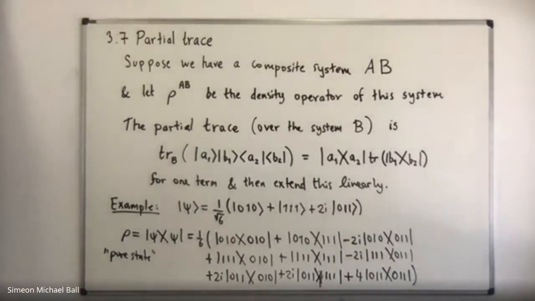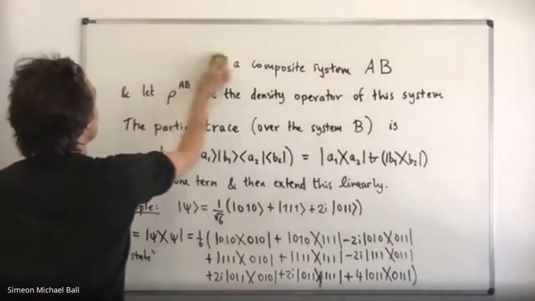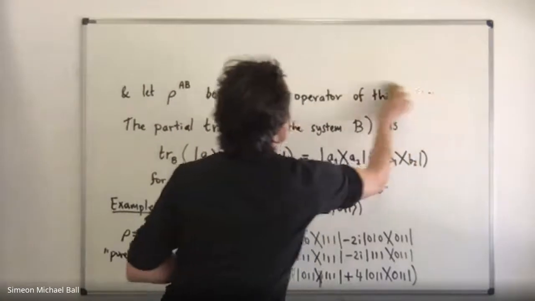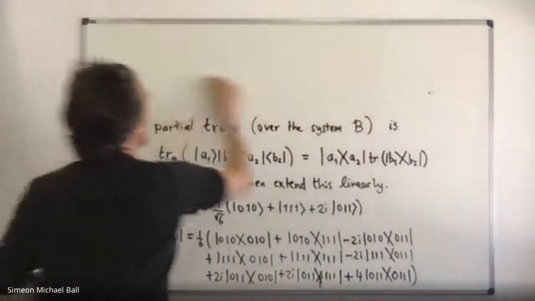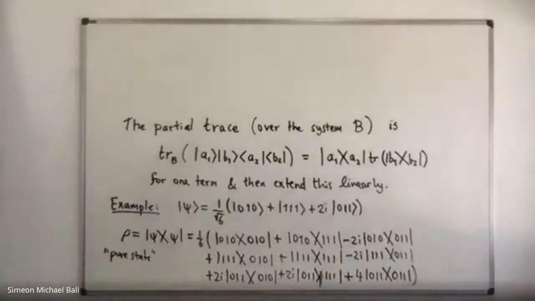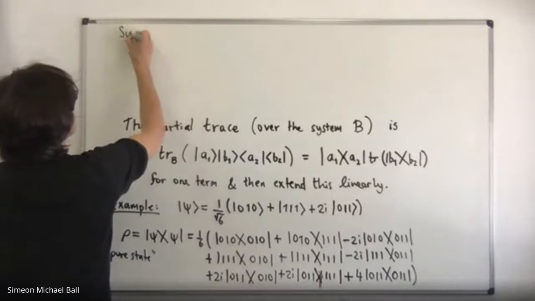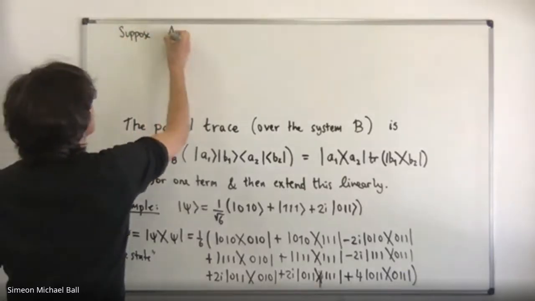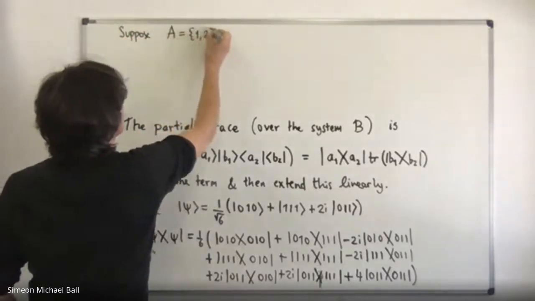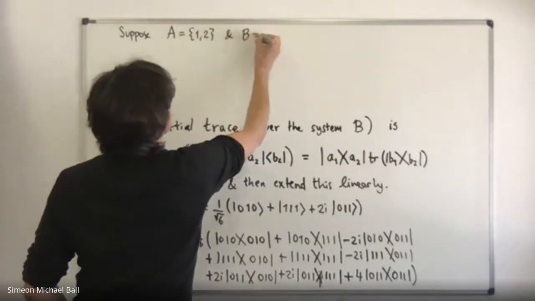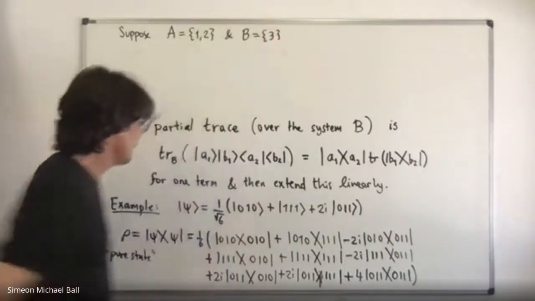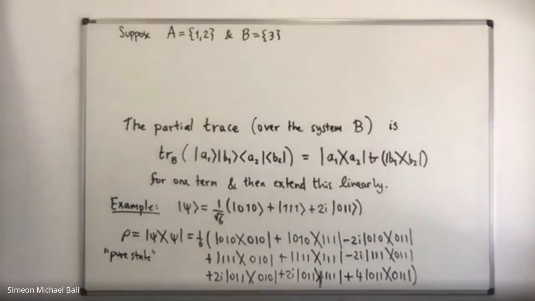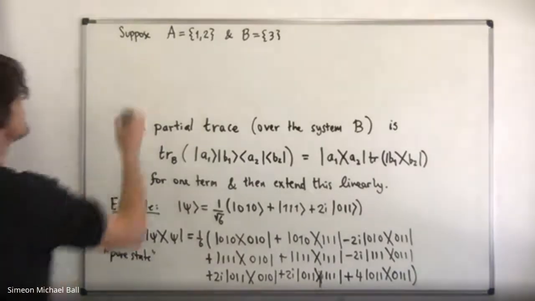So now, let us calculate the partial trace of the composite system. So I'm going to fix a composite system here. Let's say that A is the 1, 2 system, and B is the 3 system. So in our 3 qubits, Alice has the first 2, Bob has the third one. And so how should Alice view her system?